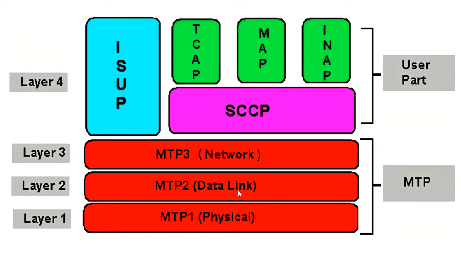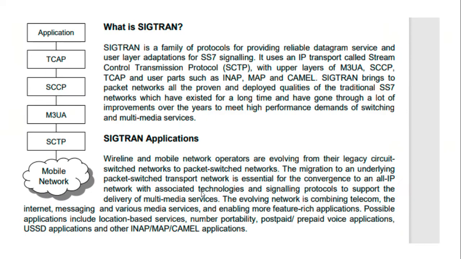MTP layer 2 is used for signal establishment. Above the MTP3 layer, these protocols are used. So in SIGTRAN, MTP2 and MTP1 are replaced with the IP network and the SCTP. This SCTP is taking care of the MTP2 layer. So this is the MTP2 layer, and this is your IP layer.